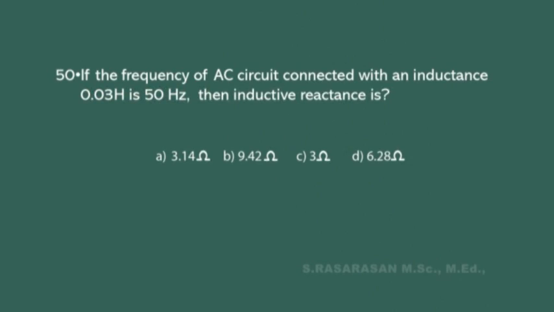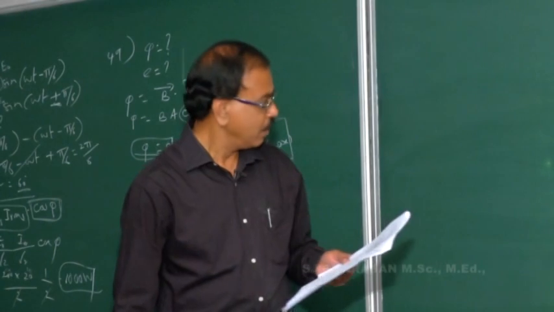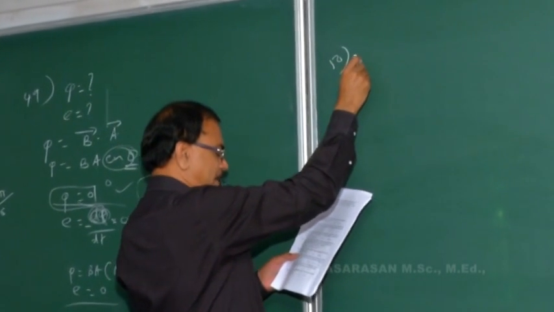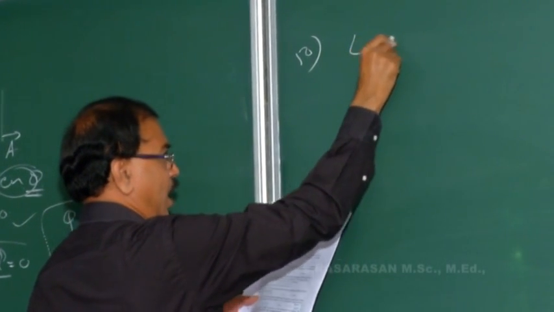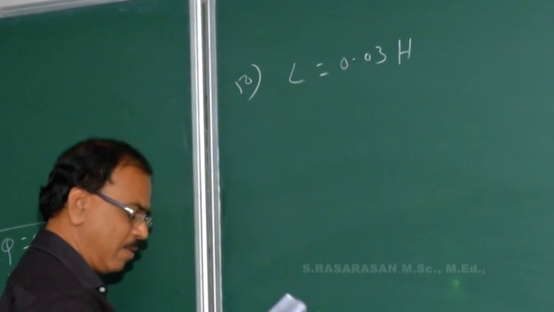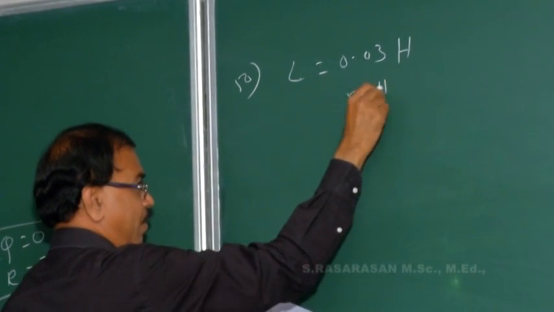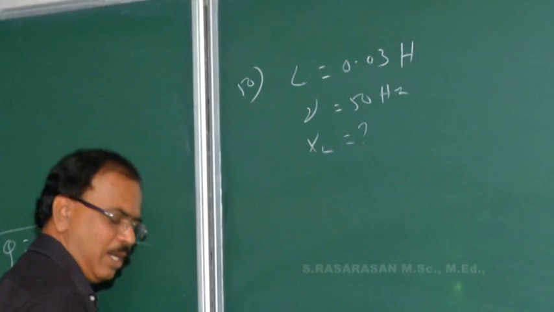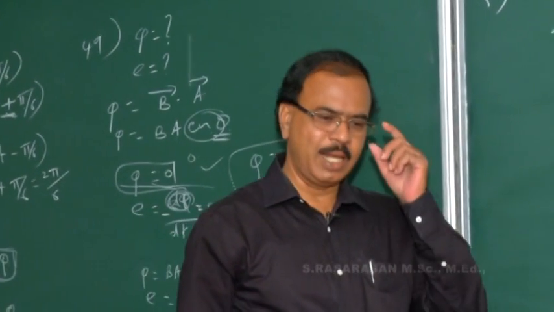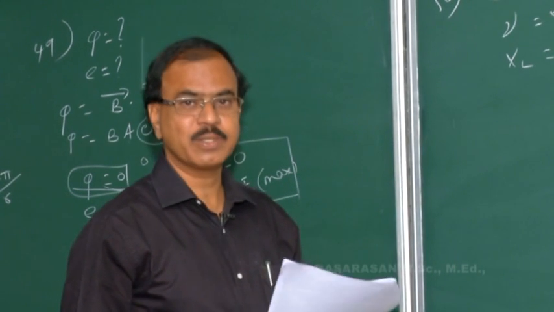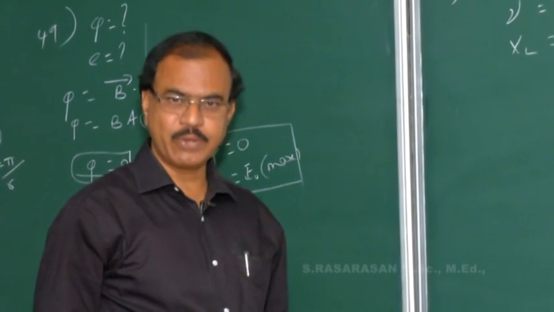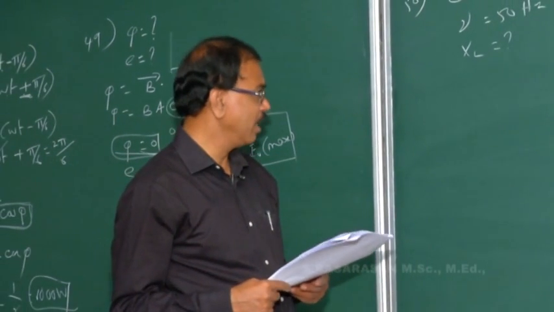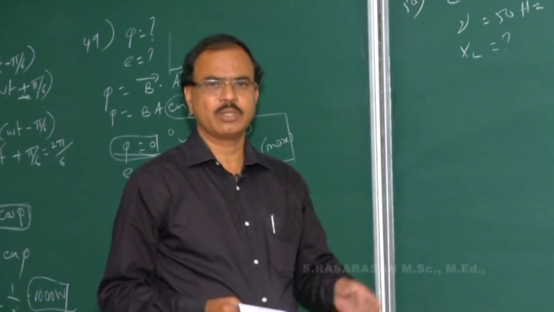50. If the frequency of an AC circuit connected with an inductance of 0.03 Henry is 50 Hertz, then the inductive reactance is dash. The unit of self-inductance is Henry, and 50 Hertz is the frequency of the alternating current. What is the inductive reactance? Inductive reactance could be calculated as E RMS by I RMS, effective voltage by effective current, but nothing like that is given here. So that formula is ruled out.